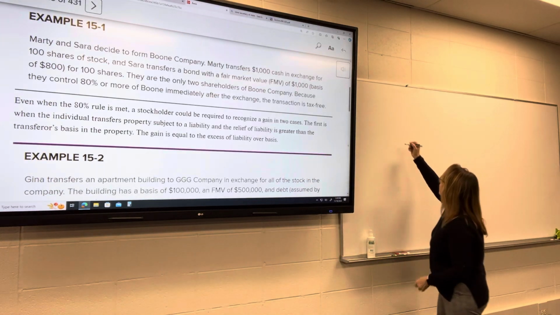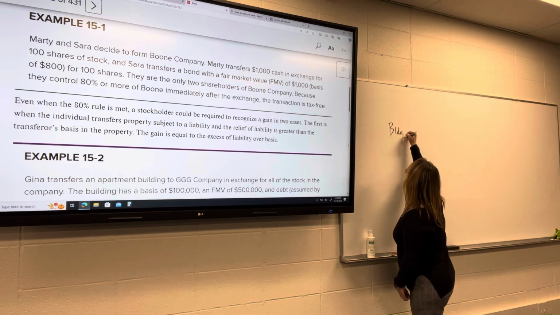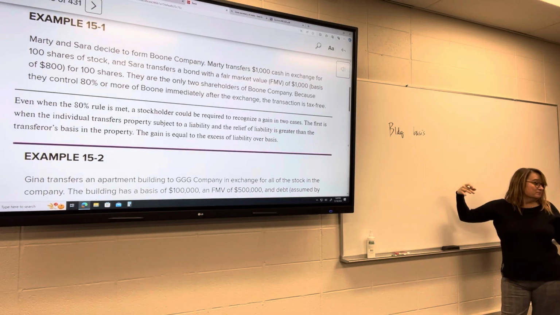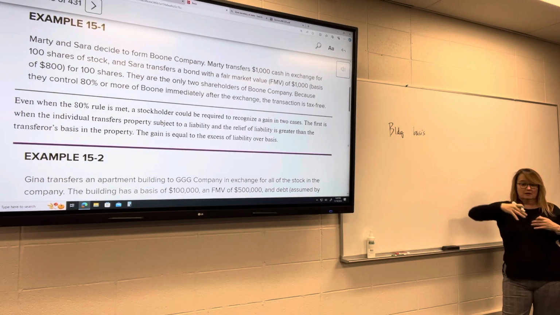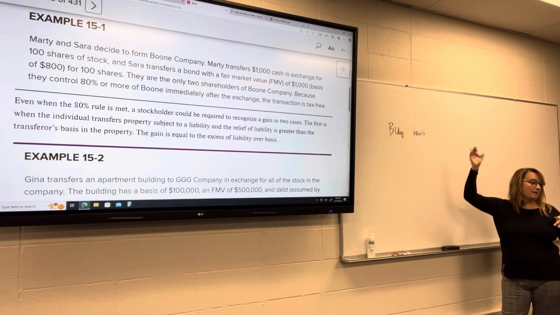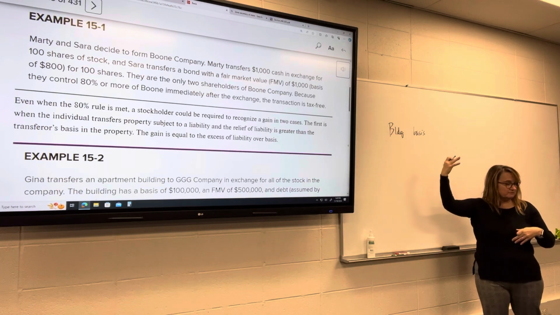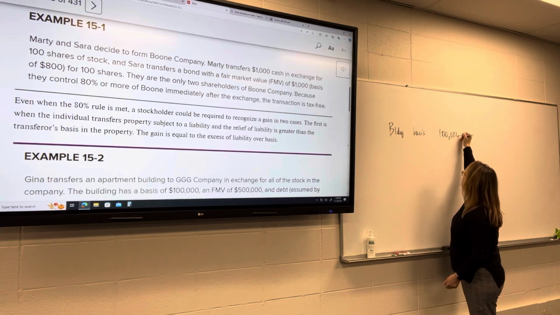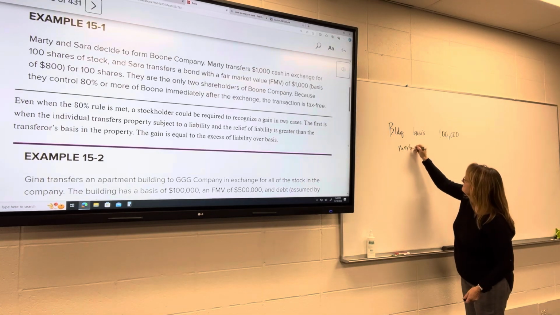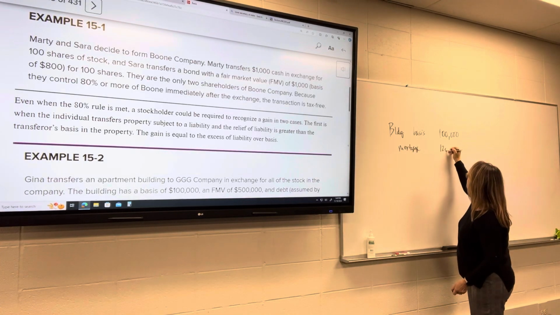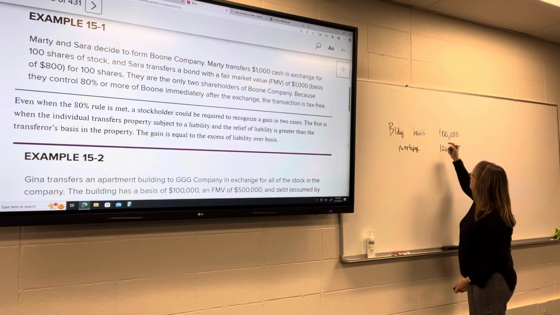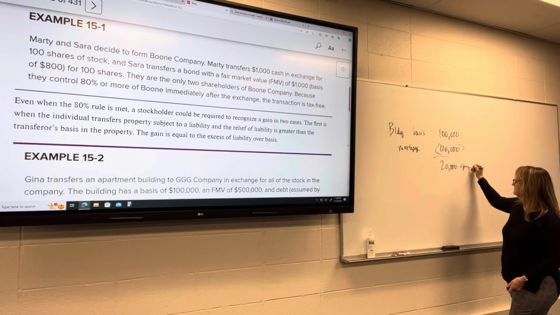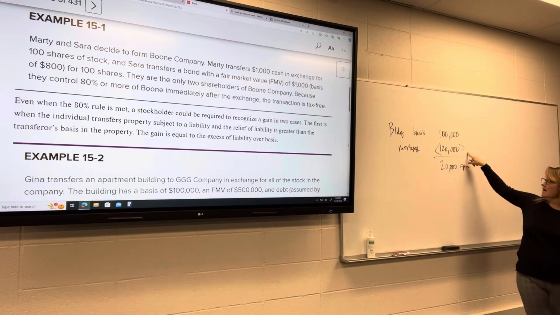So again, if we've got that building, it has a basis; I don't know what the fair market value is. Maybe the fair market value is $1 million, right? That happens, property goes up in value and then people take loans against the increased value of that property. But my basis is $100,000, and I have a mortgage of $120,000. So the excess of that, this is my gain, okay?